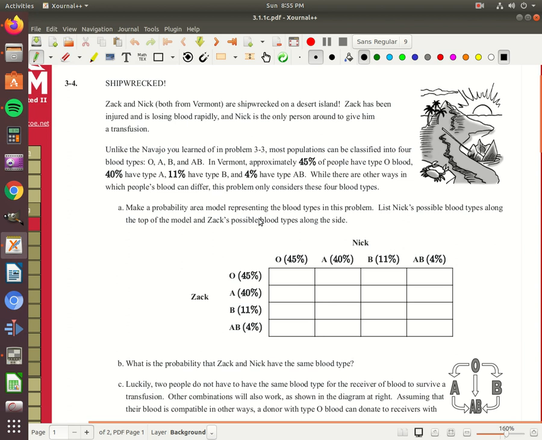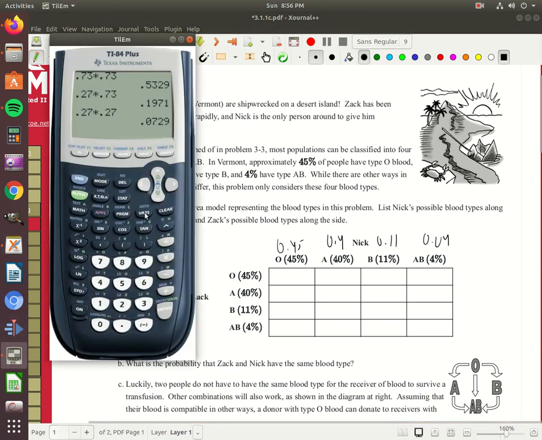So make a probability area model representing the blood types in this problem. List Nick's possible blood types along the top. So there we go, Nick's there, and Zach's here. And again, this is going to be like 0.45, 0.4, 0.11, and 0.04. So there are some shortcuts that we can take here, and we will take them.